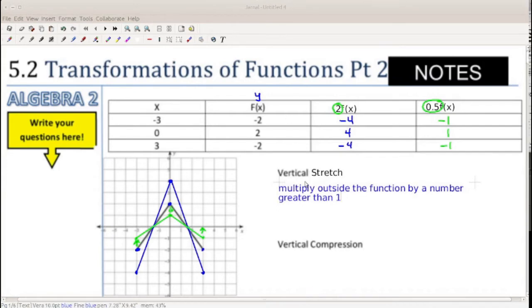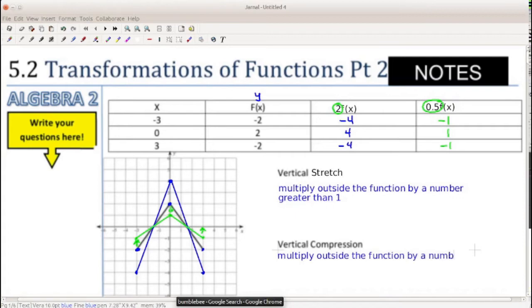That's a vertical stretch, a number greater than 1, and a vertical compression is, again, multiplying outside the function by a number, actually greater than 0 but less than 1. The reason for that is I want to make sure I'm not thinking about negatives quite yet. We're going to look later at what happens when the number I'm multiplying outside is negative, but right now we're thinking just about positive numbers, like 2 and 1/2. So any number between 0 and 1 is going to be a vertical compression by that number.